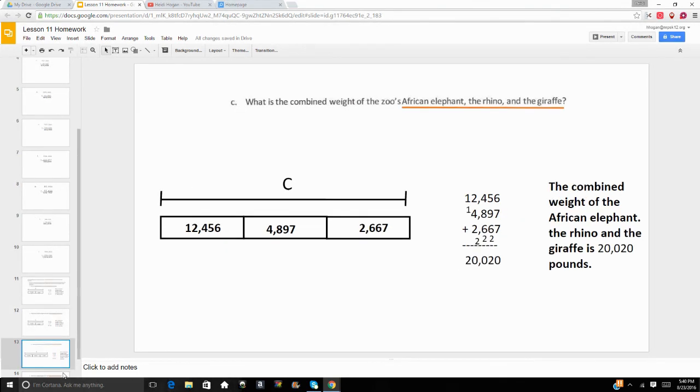Ooh, heavy. Ooh, we have 3 in our tape diagram now. 3 sections. We have the African elephant, the rhino, and the giraffe. And it's a little tricky. What's most important here to recognize is that the African elephant goes to the 10,000s place, but the rhino and the giraffe only go to the thousands place. So when you're lining up your numbers, you have to make sure that the ones place lines up, the tens place lines up, the hundreds, and the thousands. Because if they don't line up, your answer will not be correct. And that's a silly reason to get an answer wrong.